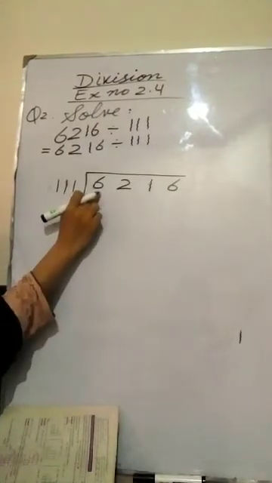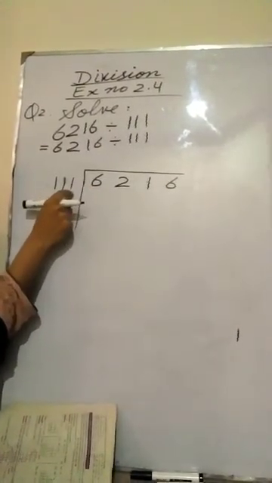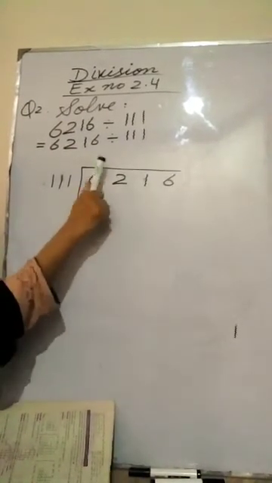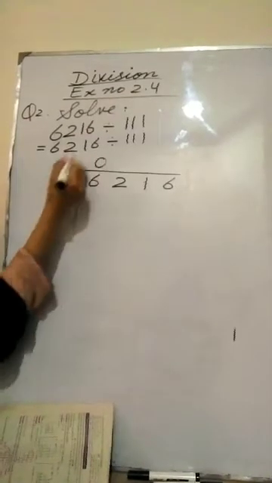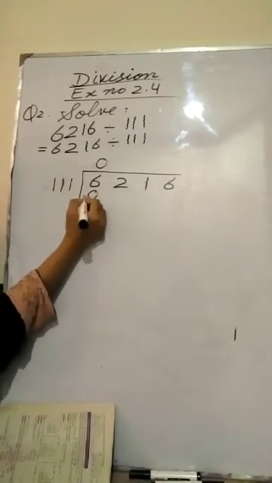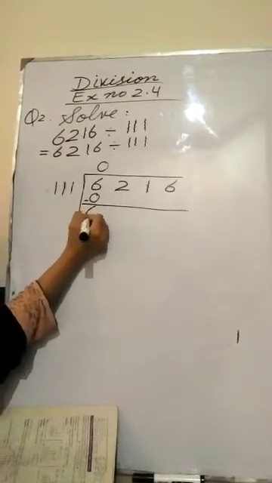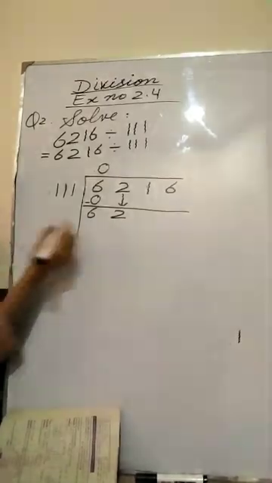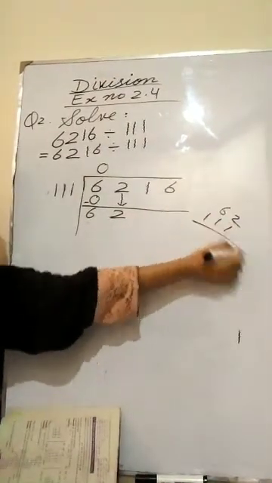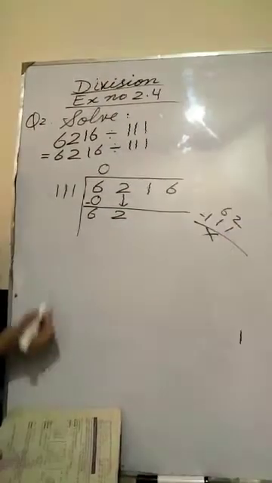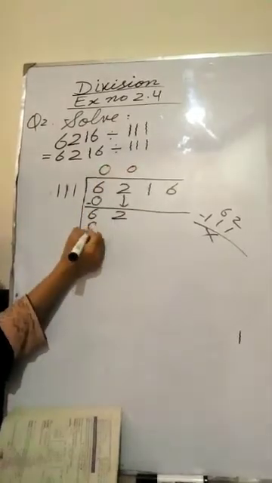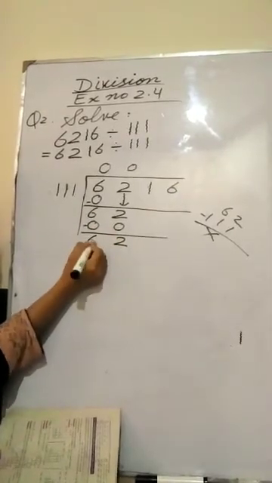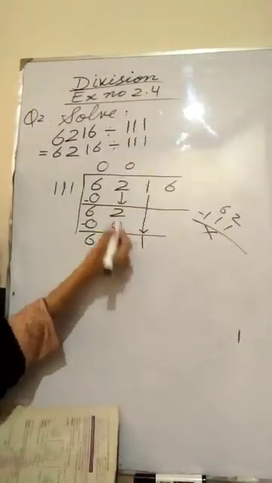Take your first value. 111 times 1 is 111, which is not possible. So the first value is not possible. So 0. 111, 0 times 0. 6 minus 0, 6. Write down the next value. 62. Again smaller. 62 minus 111 is not possible. So again 0 times 0. 2 minus 0, 2. 6 minus 0, 6. Write down the next number and next value.